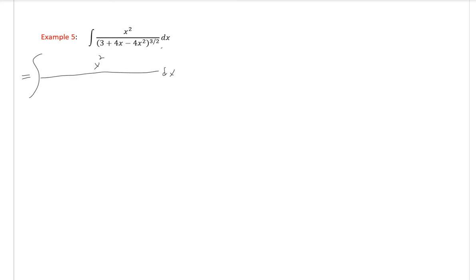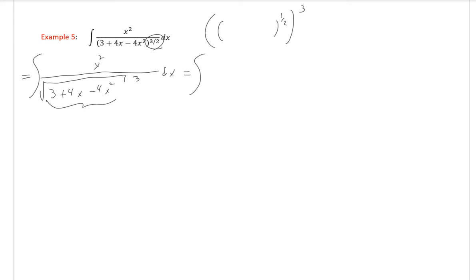I see that 3 halves there. That gives me the implication that maybe we'll use trig substitution, but I want to make this look like a square root. An exponent of 3 halves is the same thing as taking something to the 1 half and taking that to the 3rd power. So what I'm going to do is rewrite this as the square root of (3 plus 4x minus 4x squared) to the 3rd power. Now that this is in the form of a square root, what I'm going to try to deal with is this complicated term on the inside.